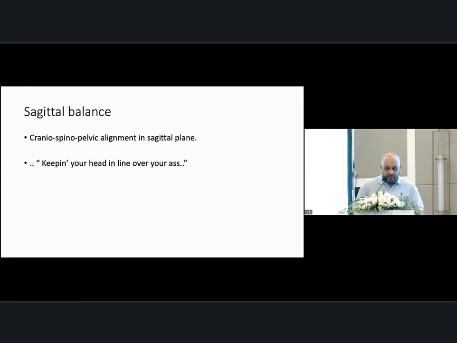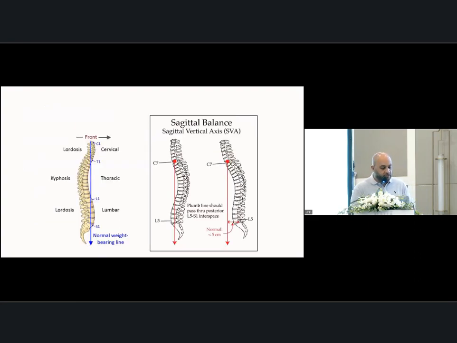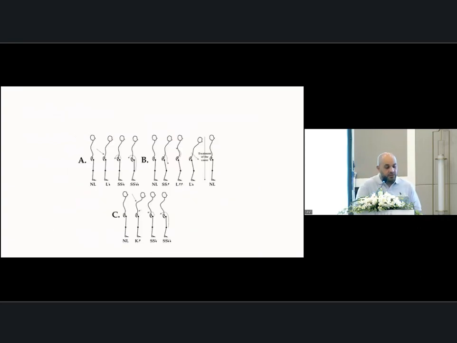I'm sorry to state the obvious, but sometimes it's better to do that. So this is what we're talking about. So it's a plumb line. So the plumb line from your cervical spine going through the L5S1 disc space, that's a normal plumb line. You see, it says here the plumb line should pass through the L5S1 interspace from C7. Up until 5 centimeters is relatively normal. Anything more than that is abnormal. So something like this, these patients here, these have abnormal sagittal balances. And so we can correct that by bringing them back.